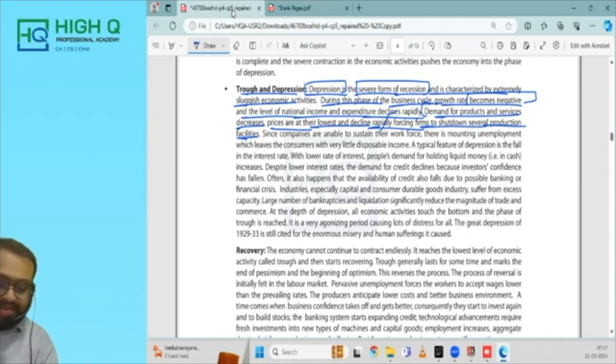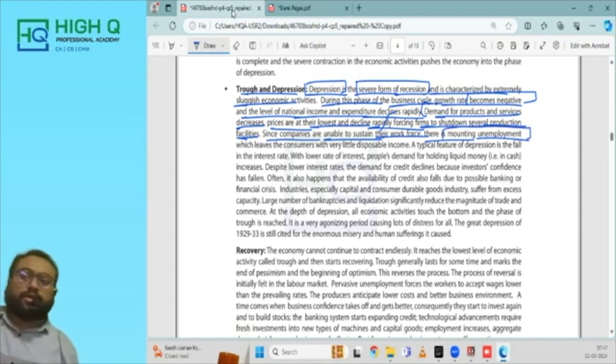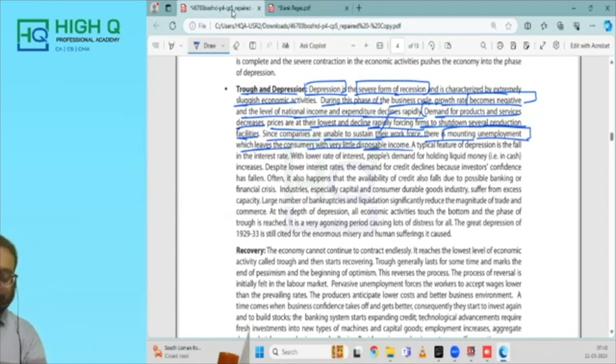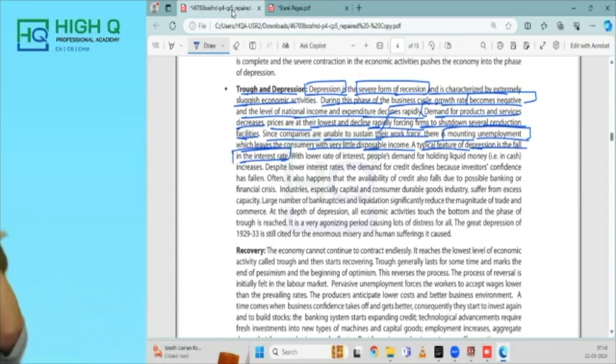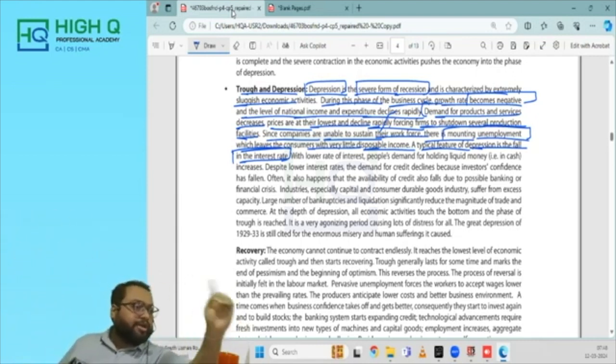Prices are at their lowest and decline rapidly, forcing the firms to shut down several production facilities. Since companies are unable to sustain their workforce, there is mounting unemployment. Mounting means increasing unemployment. What does the word mounting mean? Write down, people who have the module, write down. Mounting means increasing unemployment, which leaves the customers with very little disposable income. A typical feature of depression is fall in interest rate. Underline it. Sir, repeat after me. Give my answers, a yes or no. If you speak, you remember, you learn.